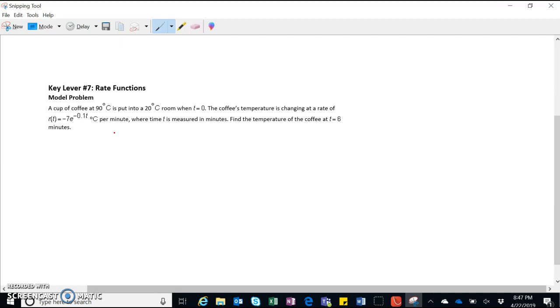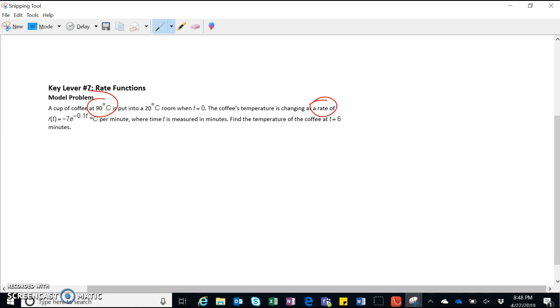Okay, and my last key lever here involves rate functions. A very, very common application of calculus is to be given a rate of a given quantity and be asked to analyze that rate. In this example, we've got a cup of coffee that is originally 90 degrees Celsius put into a room temperature room. The coffee's temperature is changing at a rate, that's a very important word, given by that function. Find the temperature of the coffee at 6 minutes.